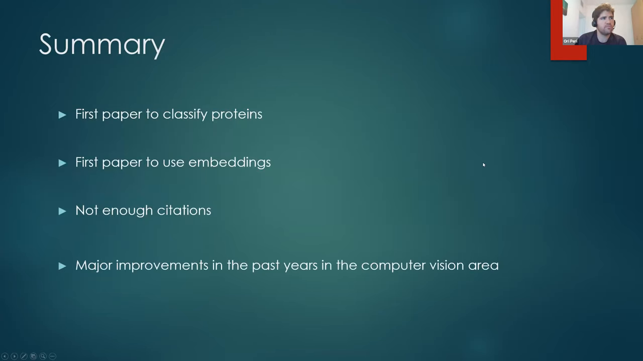To summarize, it was the first paper to classify proteins. It was also the first paper to use kind of embeddings for the image. It wasn't so common back then to use some kind of encoding and then decoding the image and retrieving it back again. Given these two facts, we expected to have some more citations for the paper. I mean, it was back in 1997, and it was the first one to use it, so we expected to see more than dozens, which is actually the number of citations this paper has. We expected to see a little bit more, but we were surprised that this is not the case.